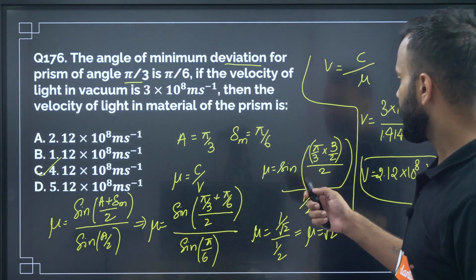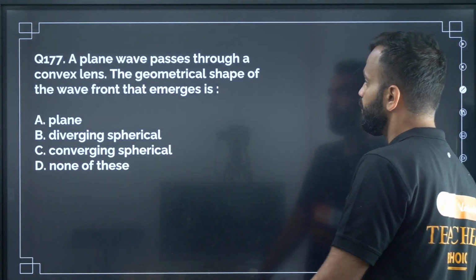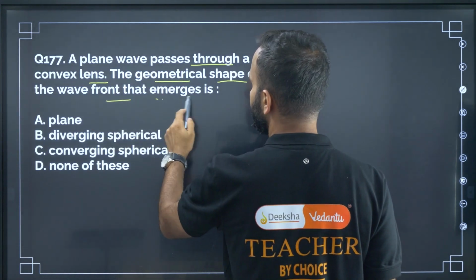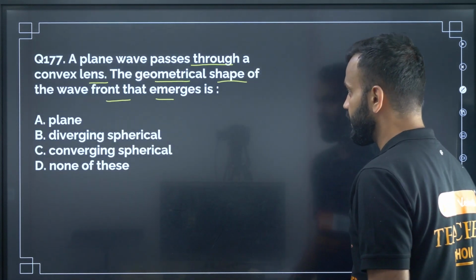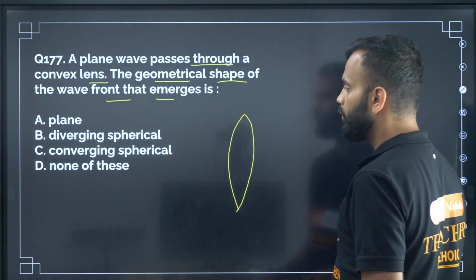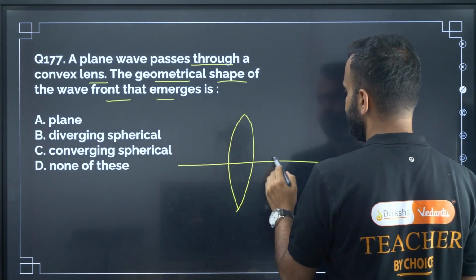Okay, next question, question number 177. A plane wave passes through a convex lens. The geometrical shape of the wave front that emerges is, okay, so let us draw the wave front only.